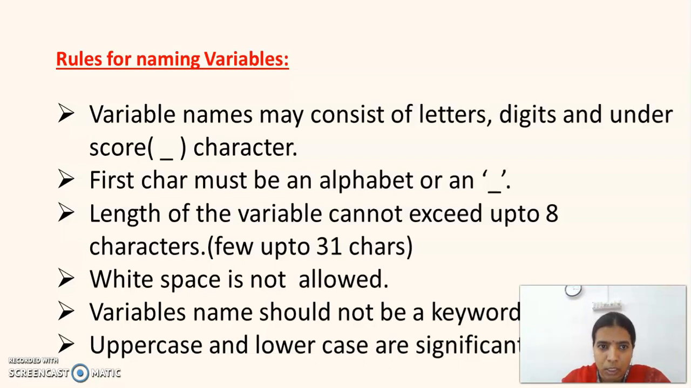The rules include: variable names may consist of letters, digits and underscore. The first character must be an alphabet or an underscore. The length of the variable cannot exceed 8, but certain compilers allow up to 31 characters. White spaces are not allowed. No other special characters are allowed. Variable names must not be a keyword, and there is a distinction between uppercase and lowercase because all of us know that C is a case-sensitive language.